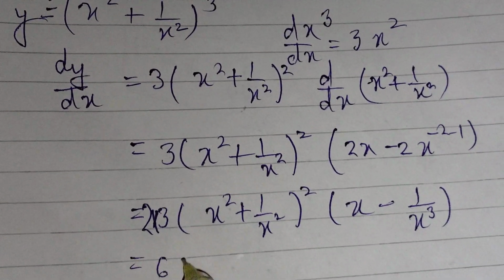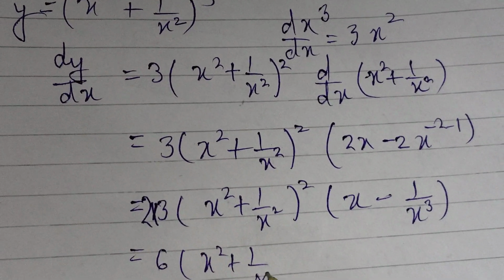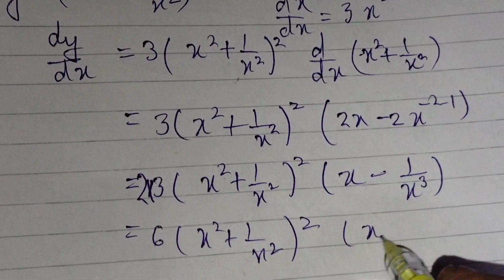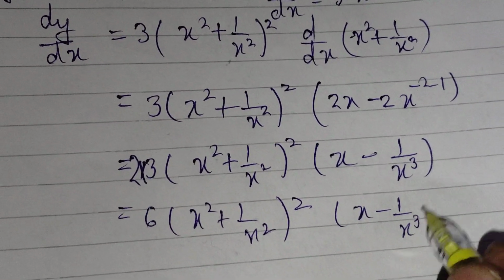So 6 into x square plus 1 upon x square whole square, x minus 1 upon x cube is the answer.